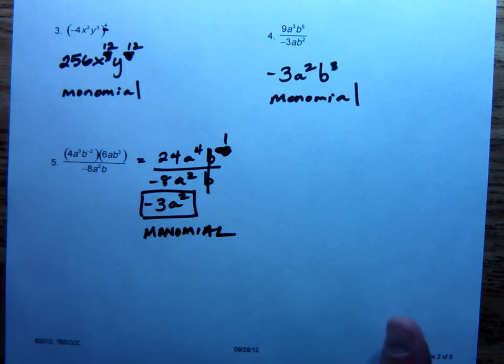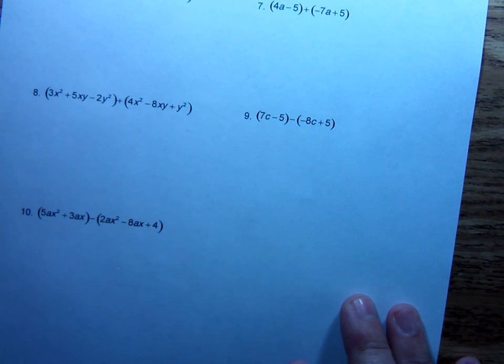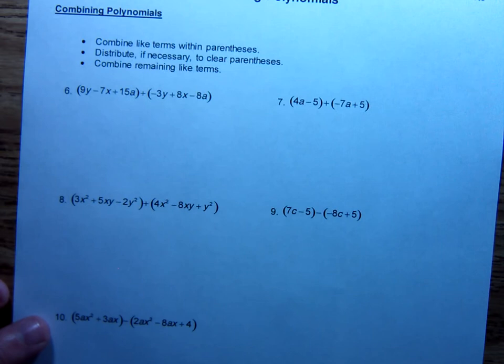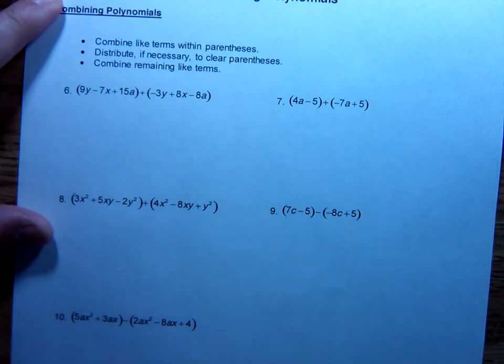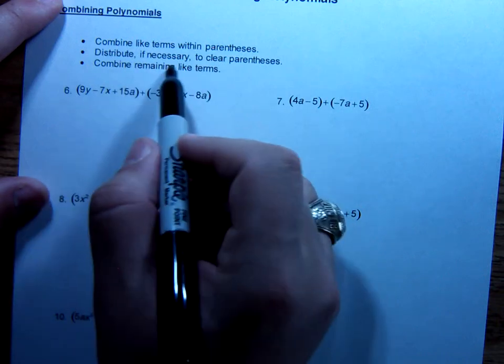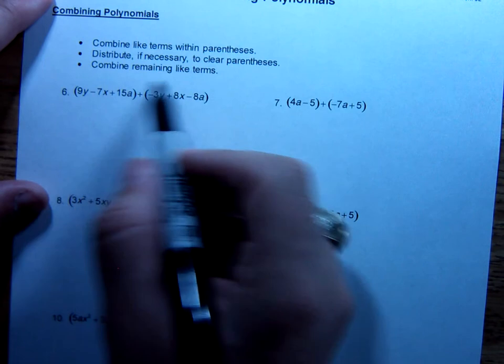All right. Now, we've already kind of done some of this next stuff too, so this should be pretty simple as well. Now we are going to combine polynomials. Okay, combining polynomials. There's a couple steps here. You want to combine like terms within the parentheses first. Then you distribute if necessary to clear the parentheses, because you can't get rid of the parentheses until you distribute it. And then you can combine the remaining like terms.